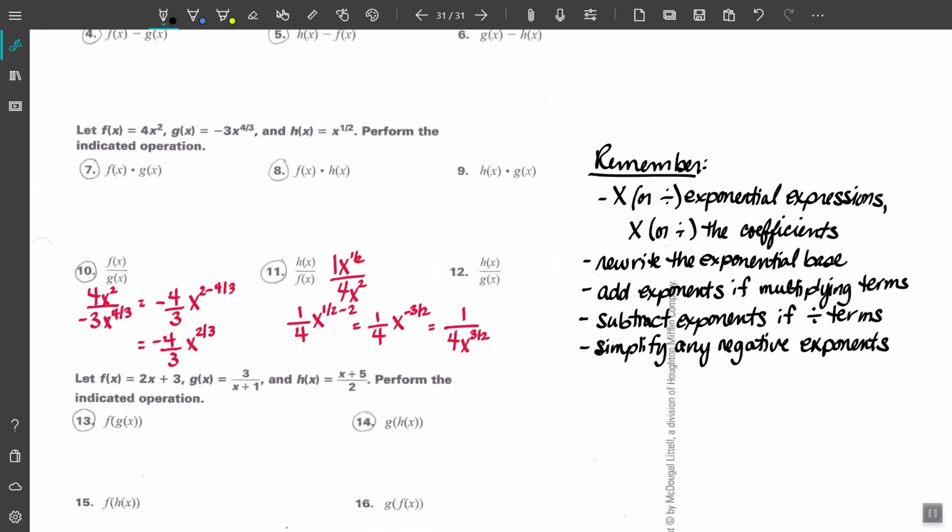All right, and again, a couple of things to remember. If you're multiplying or dividing exponential expressions, then you're either going to multiply or divide the coefficients. Rewrite the exponential base next. Then add those exponents if you're multiplying terms. If you are dividing, then you need to subtract those exponents. And then in the end, make sure that that's simplified. And then if it's a negative exponent, you need to reciprocate it either into the numerator or denominator to get rid of that negative sign on that exponent.